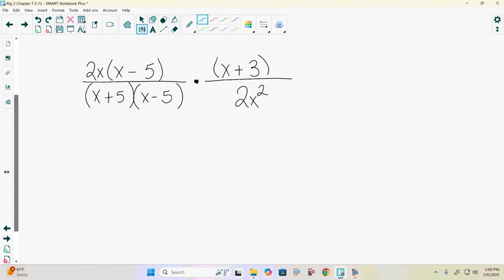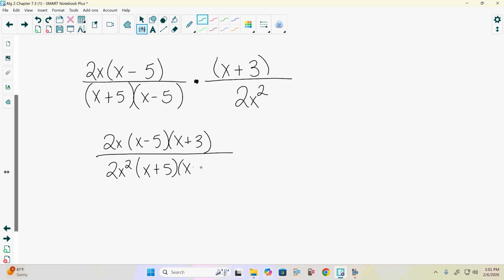Questions on this here? Next thing we need to do is multiply them together. So on top we would have 2x times x minus 5 times x plus 3. On bottom, we're going to move that 2x squared out front just to keep track of it. But it is also being multiplied by x plus 5 times x minus 5.